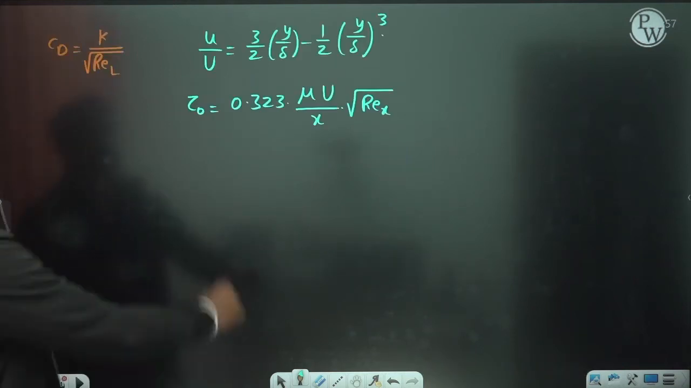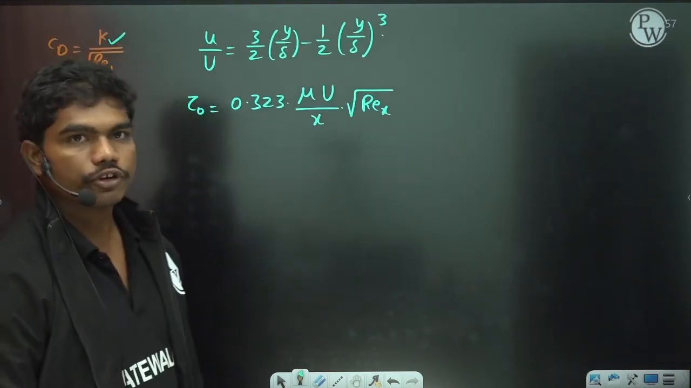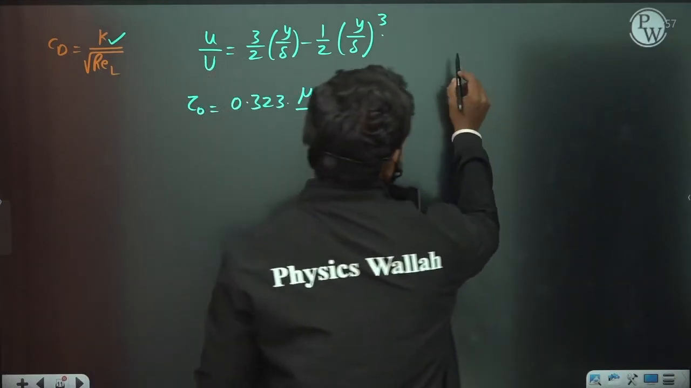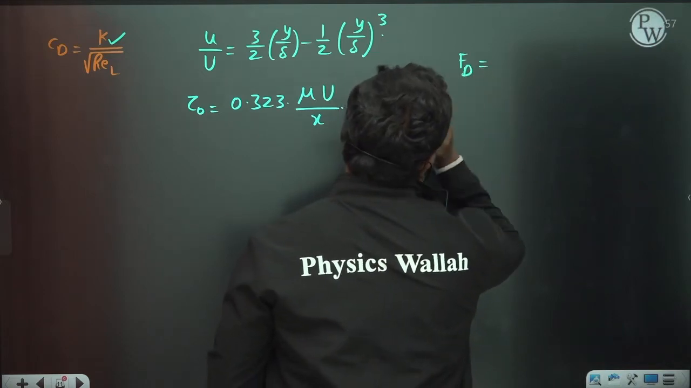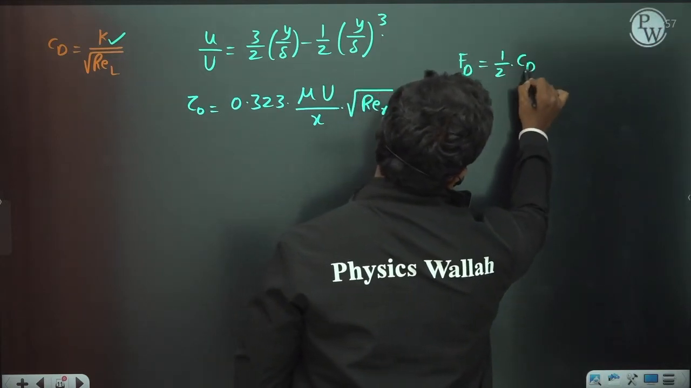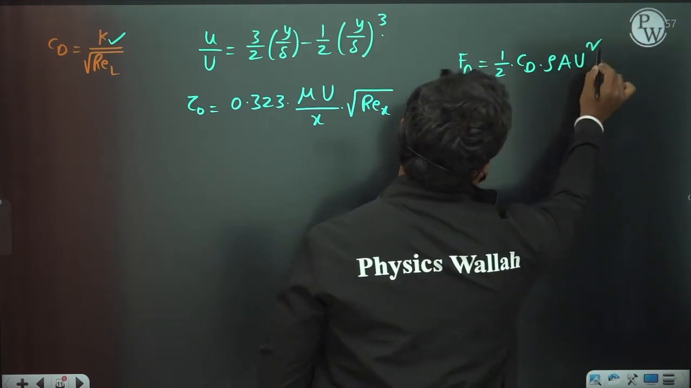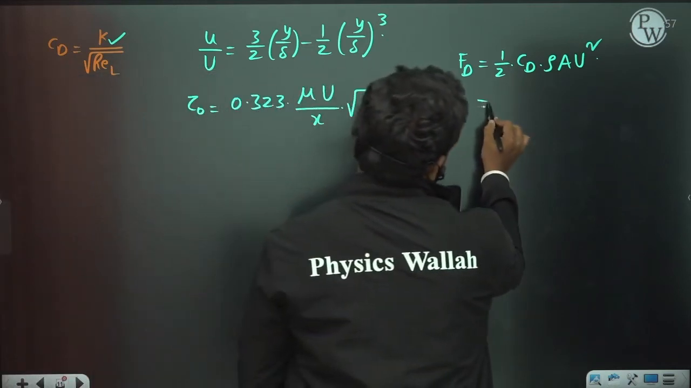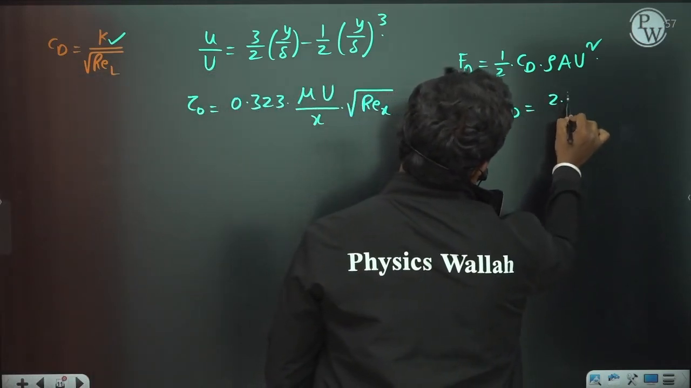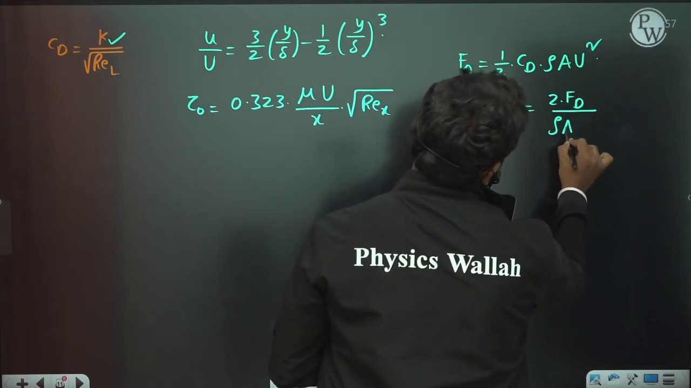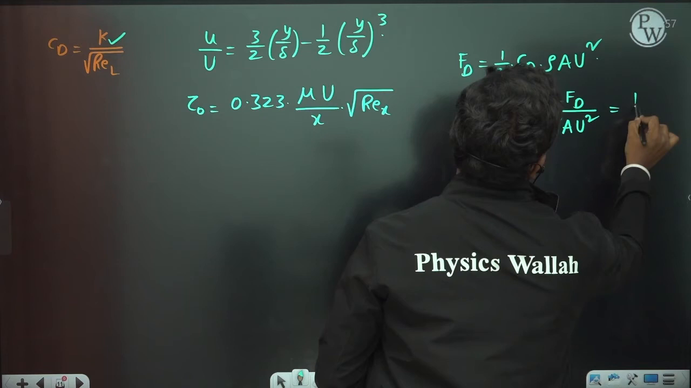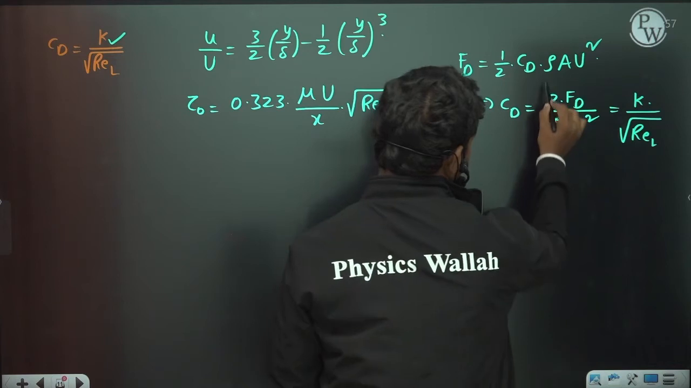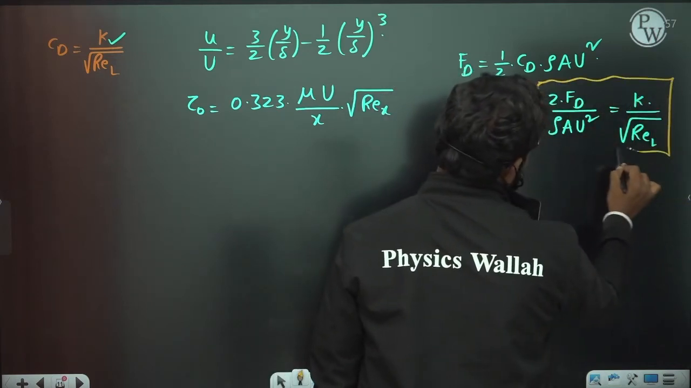Now they are asking what this constant value k is. First of all, how do you calculate this CD value? If you know the total drag force, then FD is nothing but half times CD into rho A U square. This is the expression for the total drag force. From this expression, the coefficient of drag is equal to 2 times FD by rho A U square. This CD is also given as k divided by root ReL. If you equate both these expressions, then definitely you will get the answer.